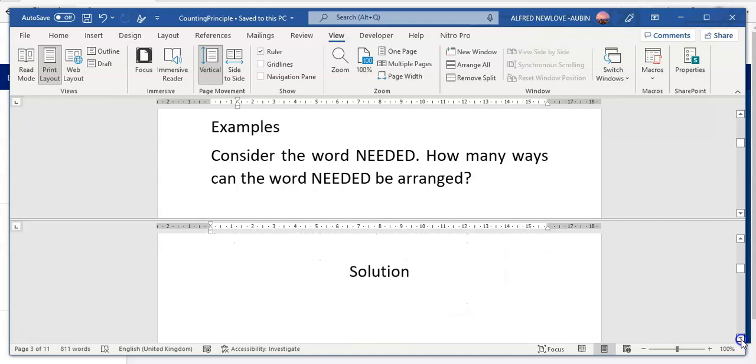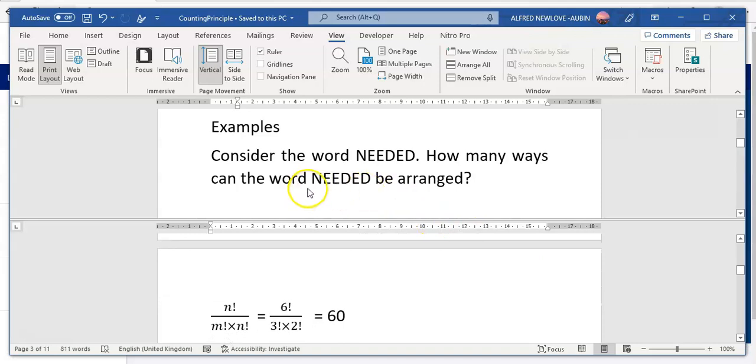Okay, so the first thing, we use the same formula. Let's count the letters. 1, 2, 3, 4, 5, 6. There are 6 letters. So it's going to be 6 factorial. Then let's look at the repeated letters. How many letters repeat here? 2 letters, E and D. How many E's do we have? 1, 2, 3. So that is 3 factorial. Times how many D's do we have here? 1, 2. That is 2 factorial.